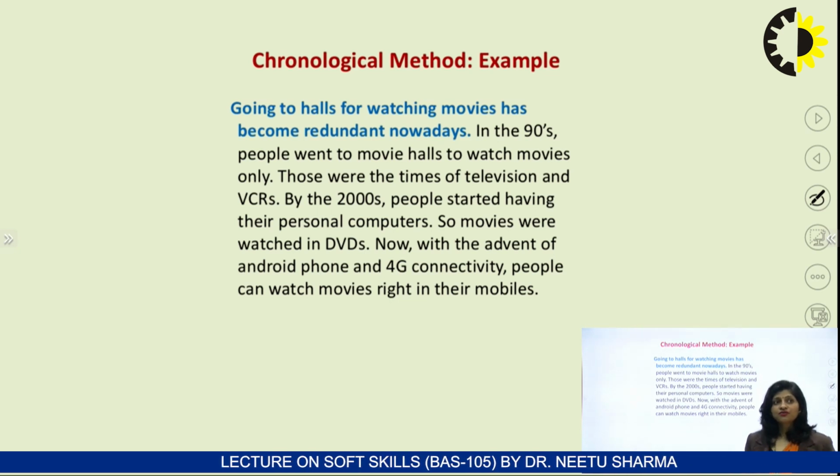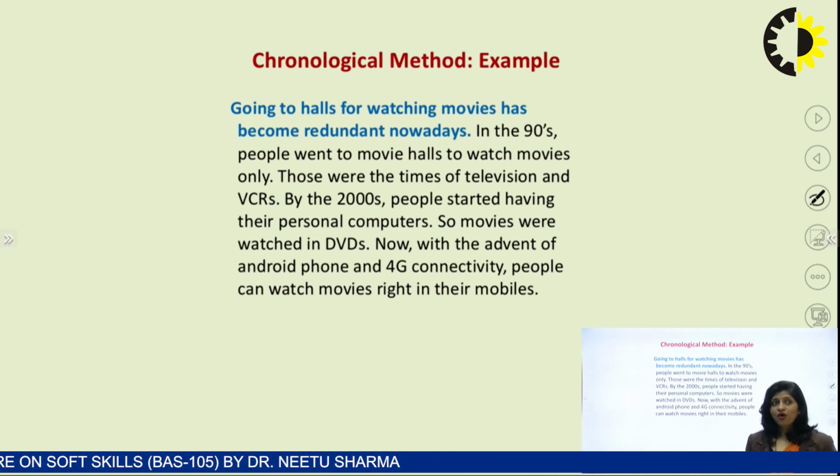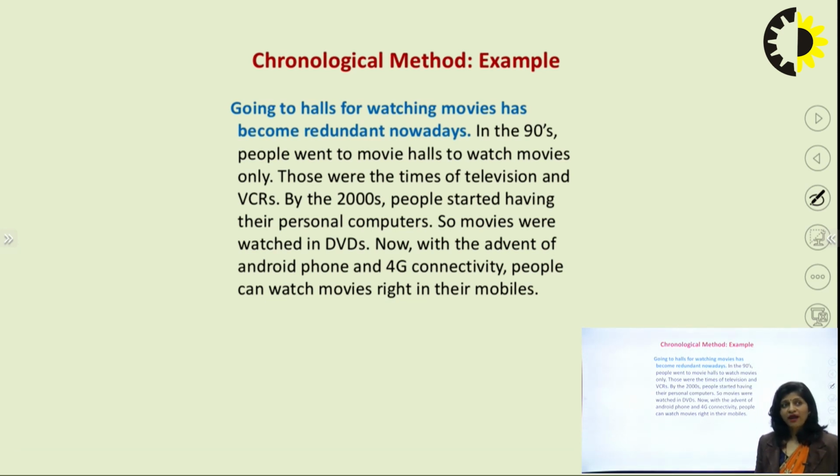Like, going to halls for watching movies has become redundant nowadays. In the 90s, people went to movie halls to watch movies only. Those were the times of television and VCRs. By the 2000s, people started having their personal computers, so movies were watched on DVDs. Now with the advent of Android phones and 4G connectivity, people can watch movies right on their mobile.